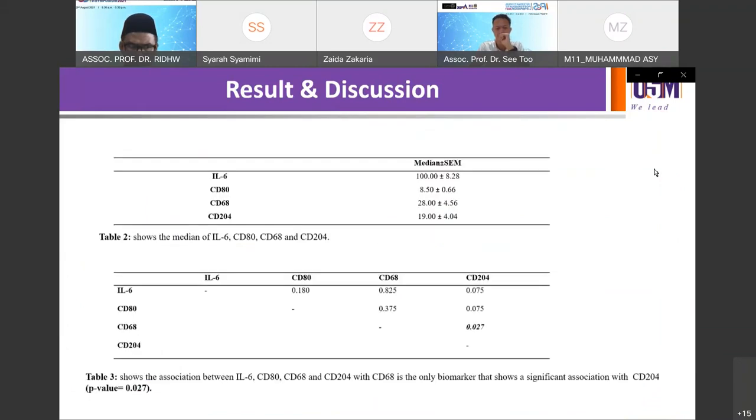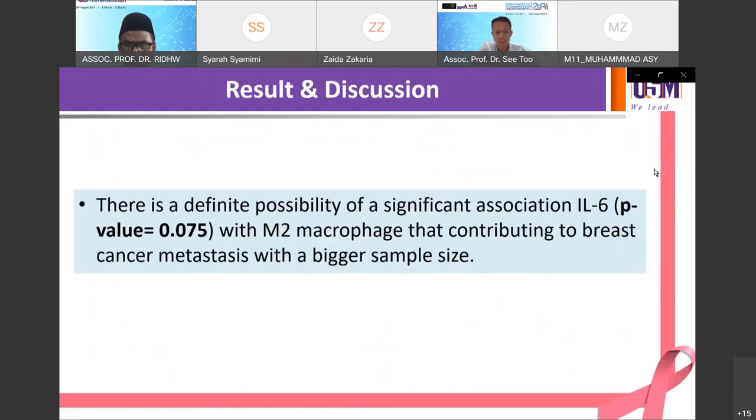Table 2 shows the median for all of the biomarkers and cytokine, and Table 3 shows the association between IL-6, CD80, CD68, and CD204. CD68 is the only biomarker that shows a significant association with CD204, meaning that both biomarkers stain a similar subset of M2 macrophage. There is a definite possibility of a significant association of IL-6 with M2 macrophage contributing to breast cancer metastasis with a bigger sample size, which makes it worthwhile to proceed investigating IL-6 in this study.